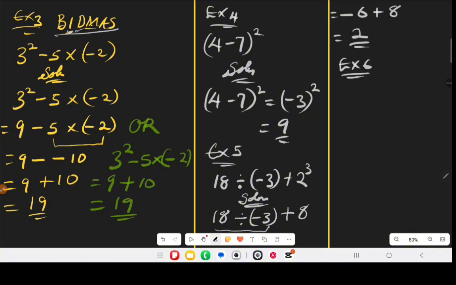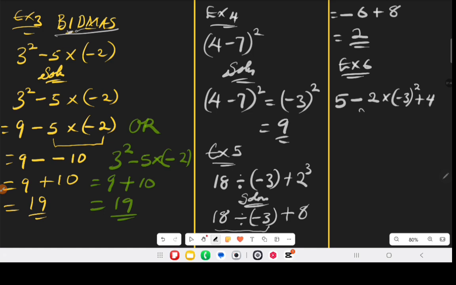Example 6 is 5 minus 2 times bracket minus 3 raised to the power of 2 plus 4. This example 6 is GCSE question grade 6/7. Pause and solve this question using the first example I did. Follow the steps, then you will arrive at the answer. Then double check if you have the same answer with me.